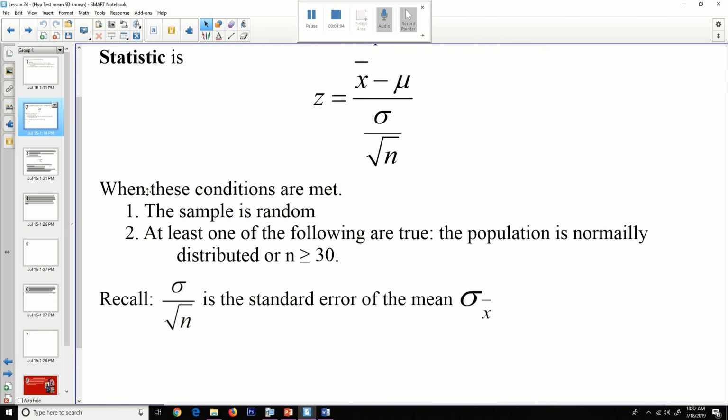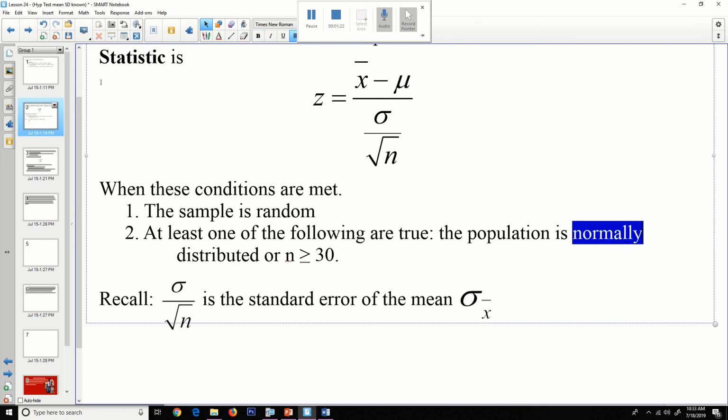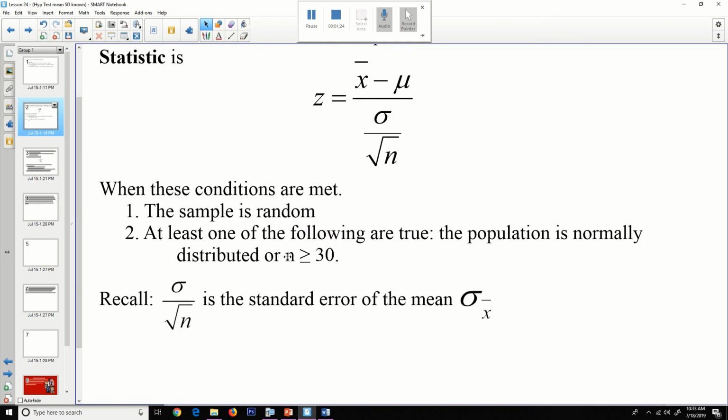And we must have these conditions met before we can do it. The sample must be random, and either the population is normally distributed or n is greater than or equal to 30. I think that's spelled wrong. Let's spell that right, and we'll click Save. All right, moving forward. If you recall, this expression here, lowercase sigma over the square root of n, is the standard error for the sample means.